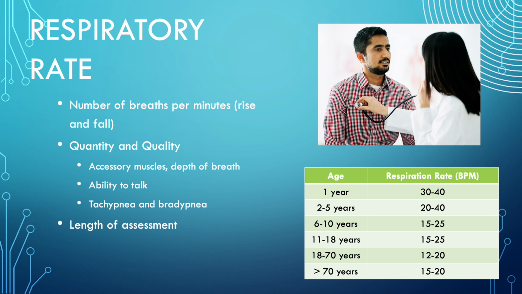One of our biggest indicators for quality of respirations is their ability to talk. If somebody can't talk, they're potentially in respiratory distress. And then when it comes to our quality, we also have tachypnea and bradypnea. Tachypnea is abnormal rapid breathing, and bradypnea is abnormal slow breathing.